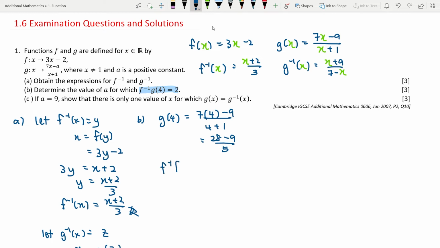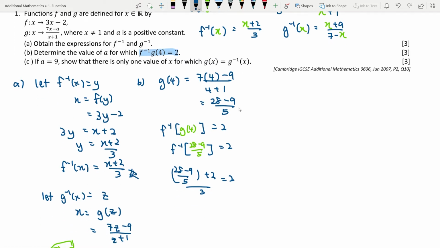f inverse of g of 4 is equal to 2, which means f inverse of (28 minus a) over 5 is equal to 2. Substitute (28 minus a) over 5 into the inverse function of f that we already found in part A. ((28 minus a) over 5 plus 2) over 3 is equal to 2.